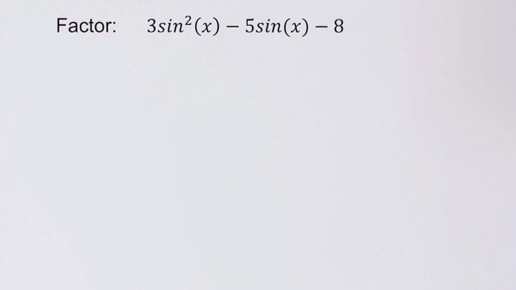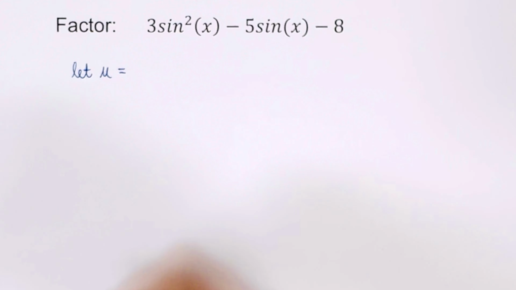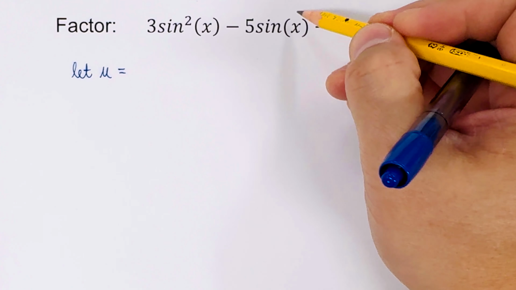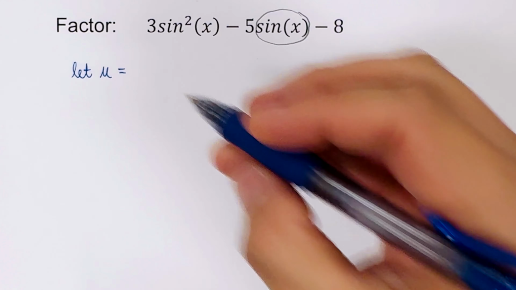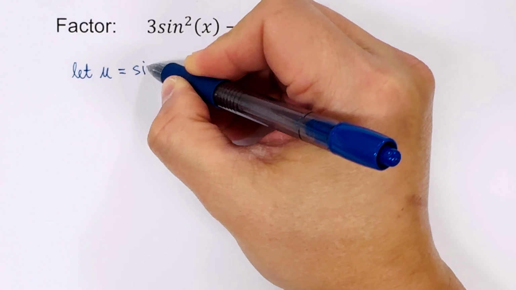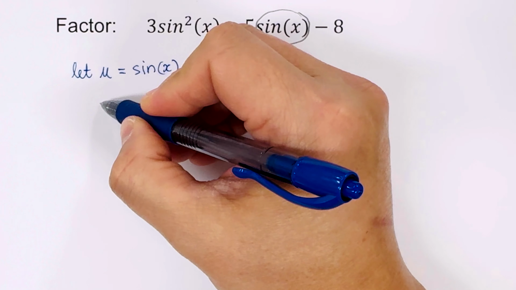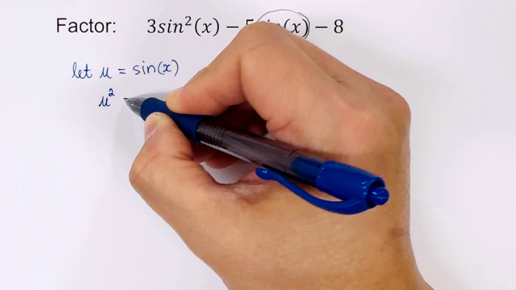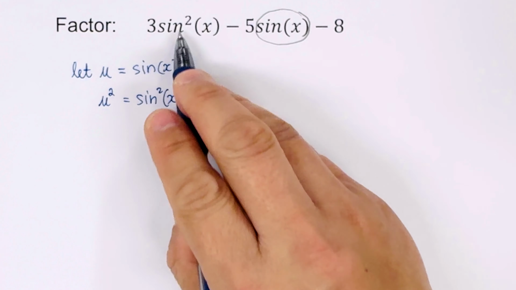Hello everyone, this video will show how to factor this given expression that we have up here using substitution. So the first step that we need to do is to let u. We're going to use the variable u, and the value for u is next to the b value, in this case here, which is sine x. So our u will be sine x. We can go ahead and say that our u squared then is sine squared of x, which is up there.